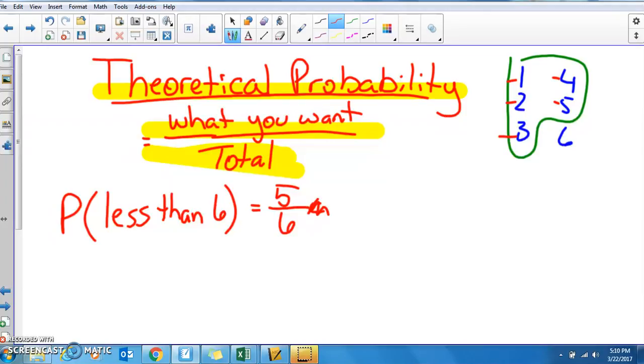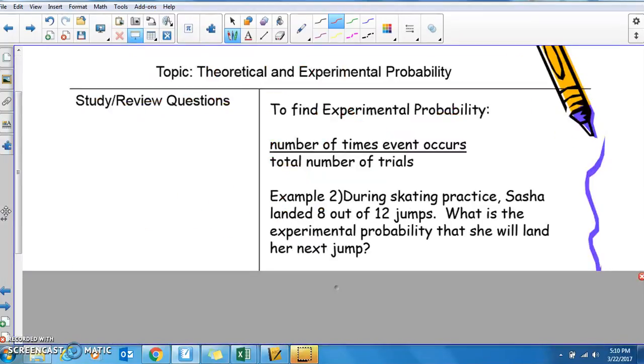Alright. Now we're going to move to what's called experimental probability. Alright, the next thing we're going to talk about is experimental probability. With experimental probability, it's the number of times the event occurs over the total number of trials. So our example that we're going to use, it says, during skating practice, Sasha landed 8 out of the 12 jumps. What is the experimental probability that she will land her next jump? So when you want to find the probability of something that's going to take place next, you have to refer back to what has already happened.